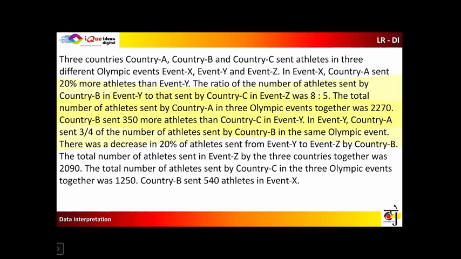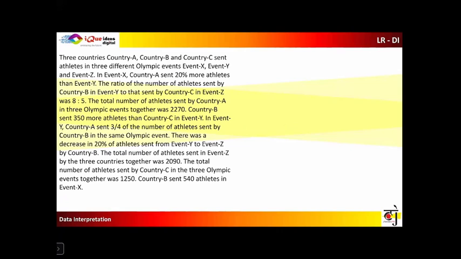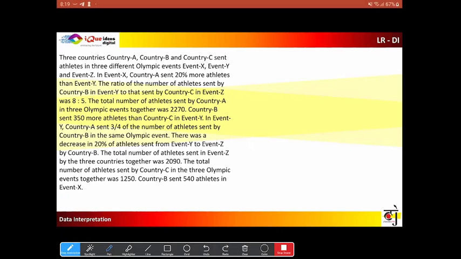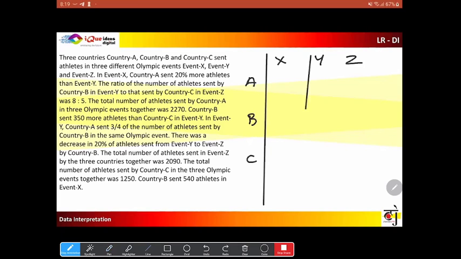Shall we take a look at it and show how easy it is to solve this one? Okay. So we have our 3 countries A, B, and C, right? So let us put the 3 countries A, B, and C, and they have sent to 3 different Olympic events. So my events X, Y, and Z. So let's make a nice table for this.